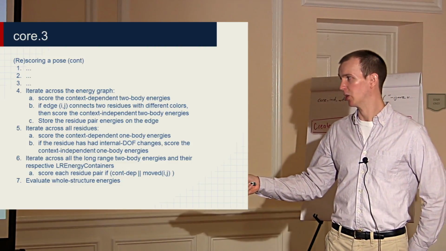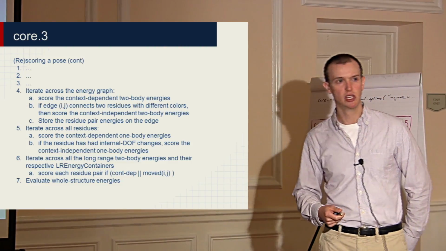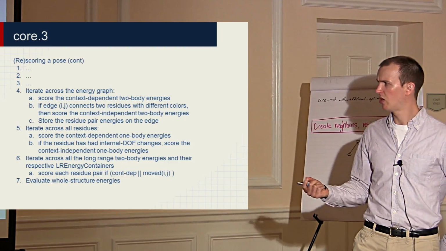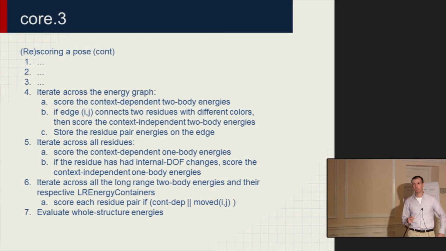And then once you finish that, you can evaluate the whole structure energies. What are whole structure energies? Say the contact order energy is a whole structure energy. The radius of gyration energy is a whole structure energy. If you want to fold based on RMSD, then the RMSD energy is a whole structure energy. And it requires an entire pose.